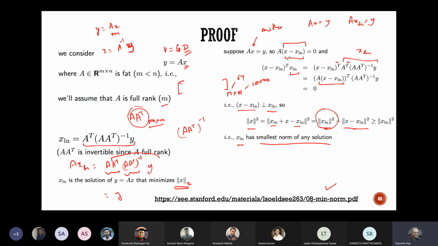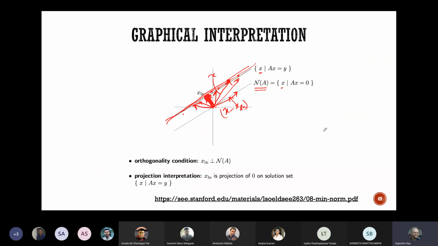So I have shown that x minus x_ln lies in the null space of A. That's trivial. Then I show that this is orthogonal to x_ln, and therefore the norm of x is going to be the norm of x_ln plus some extra term. So it's always going to be bigger than x_ln. x_ln, therefore, is the minimum norm solution.